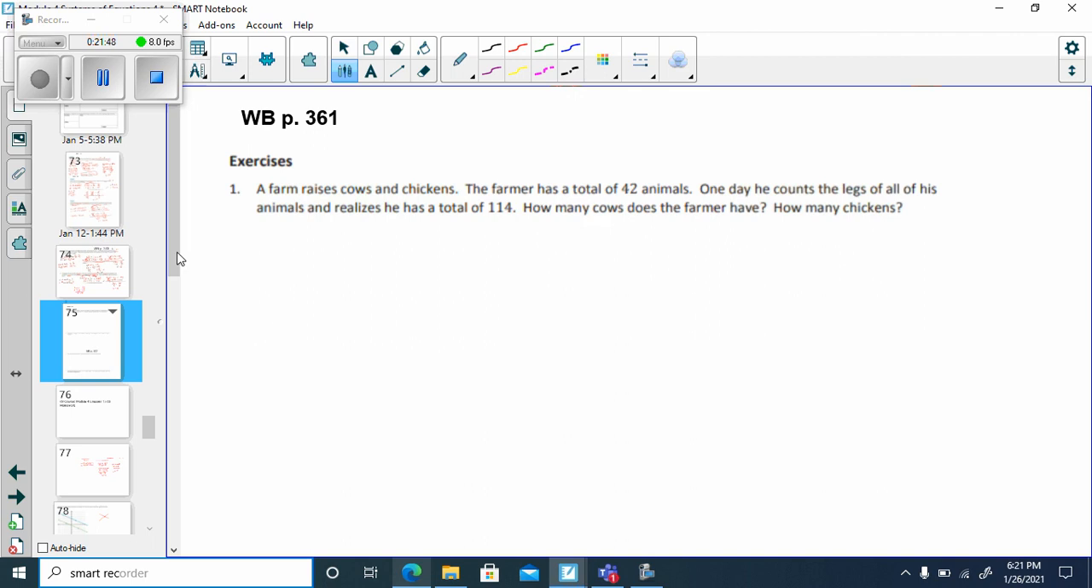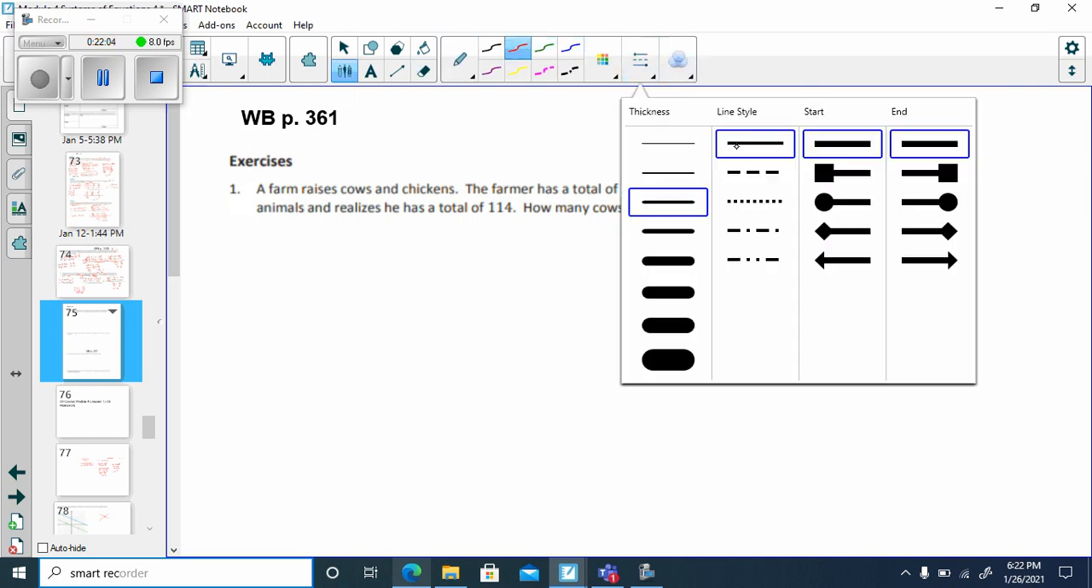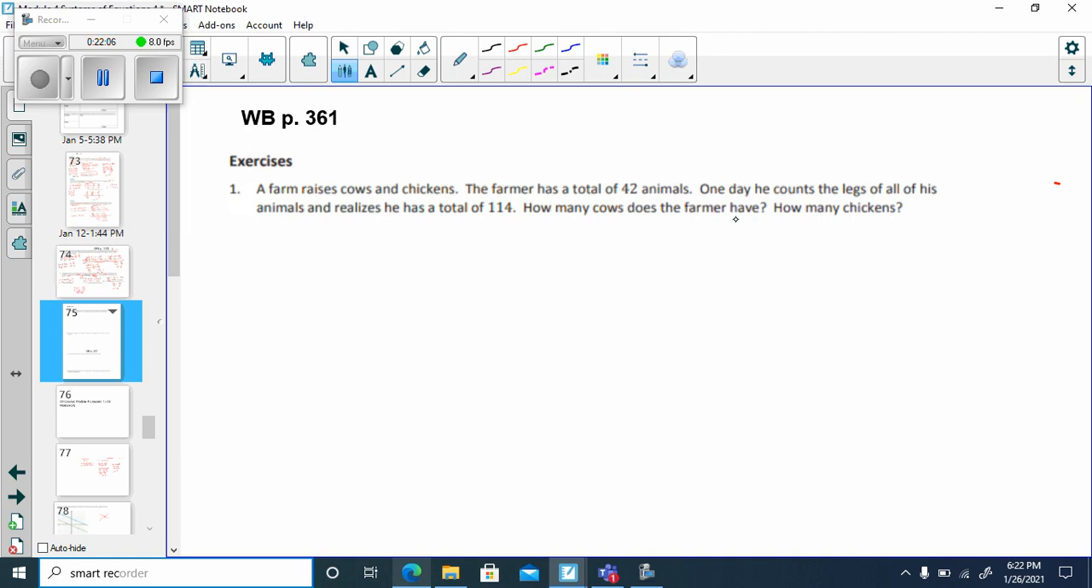Now, on page 361, let's look at this top question. A farm raises cows and chickens. The farmer has a total of 42 animals, cows and chickens, okay? One day he counts the legs of all of his animals and realizes he has a total of 114 legs. How many cows does he have? How many chickens?